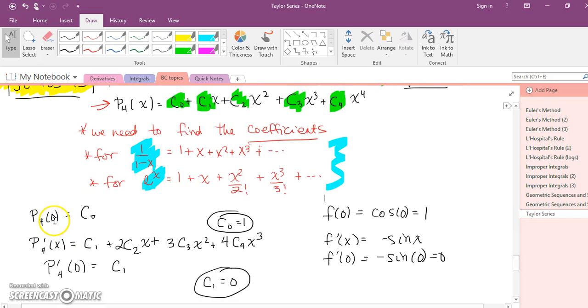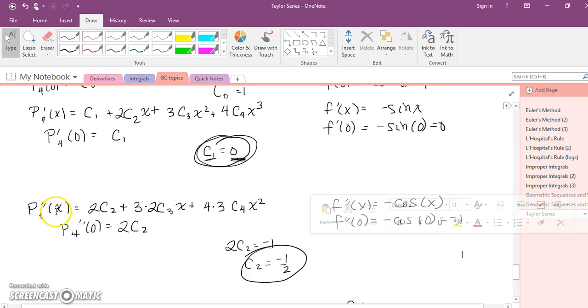So my p sub 4 of 0 is c sub 0. F of 0 is cosine of 0, which is 1. So c sub 0 is 1. I'm going to do the derivative of my polynomial, which is c sub 1 plus 2c sub 2 x plus 3c sub 3 x squared plus 4c sub 4 x cubed. I'm going to evaluate that at 0, giving me c sub 1. I'm going to do the derivative of my function, which is negative sine, evaluate that at 0, which is 0. Now look what happens here. I set my polynomial value equal to my function value, and I get c sub 1 is 0.